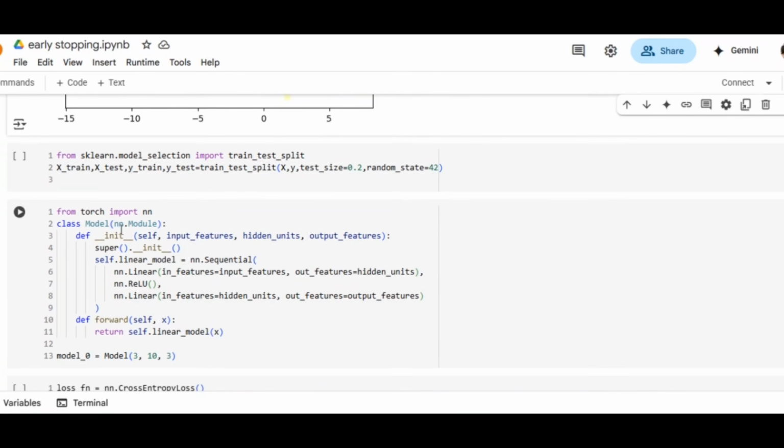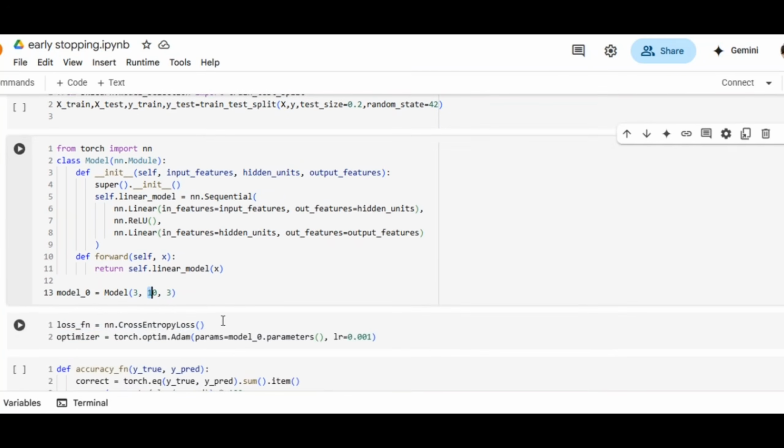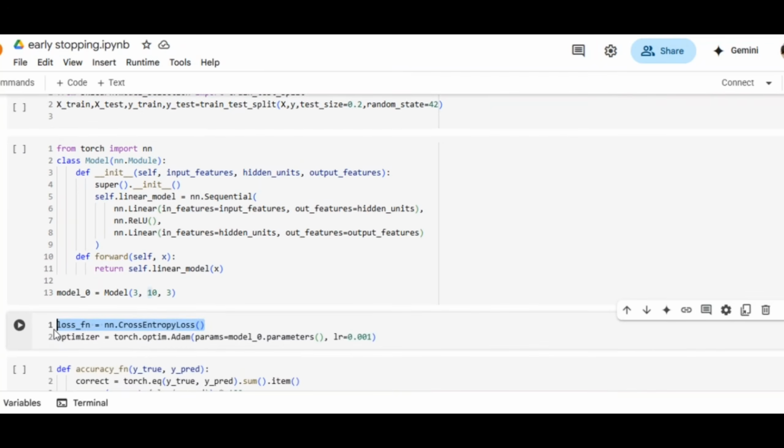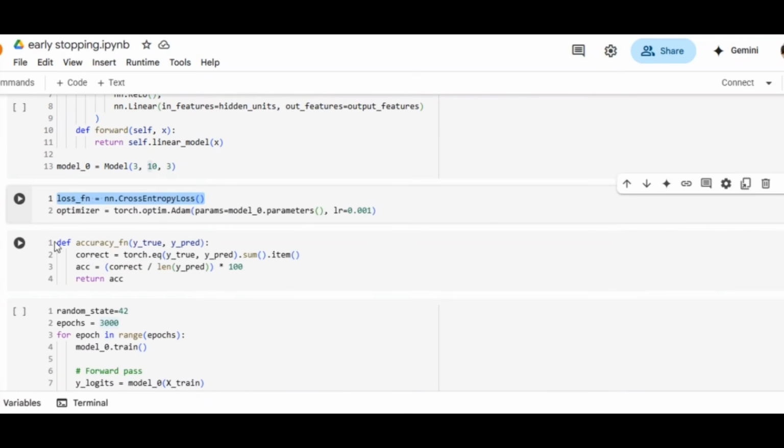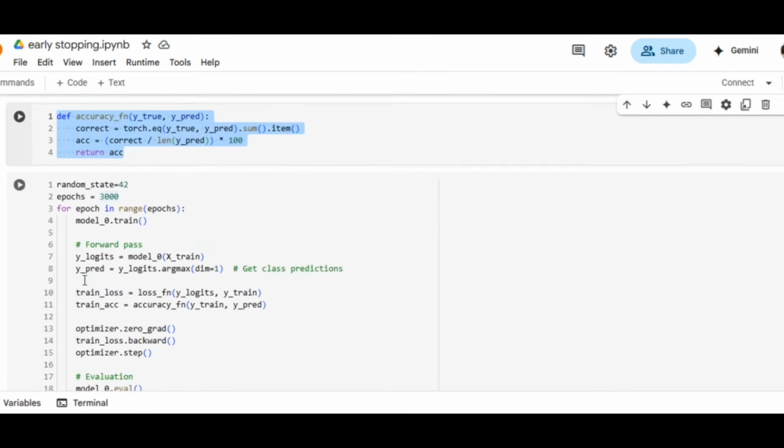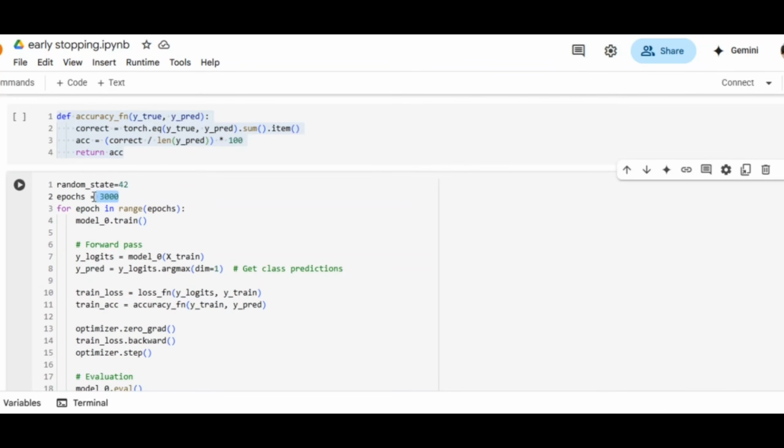Here I am building my model, a 2-layered model with an input layer, a hidden layer and an output layer. In the hidden layer I am considering 10 hidden units. I am using the cross entropy loss function because I am working on a multi-class classification problem, and my optimizer is the Adam optimizer with a learning rate of 0.001. This is my accuracy function. I am setting my epoch value as 3000.